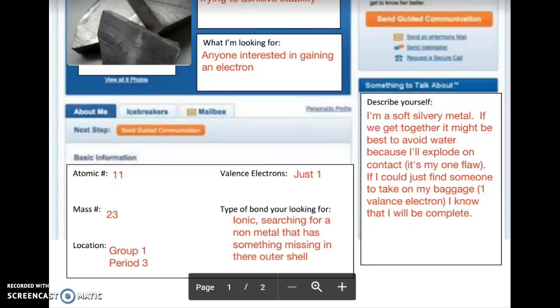If you're just like, I'm a metal, obviously you're not going to get points for that. So you can say what family you belong to, like, hey, I'm a member of the alkali metal family, blah, blah, blah, whatever. I'm a soft silvery metal.